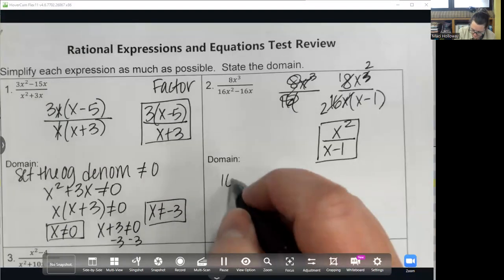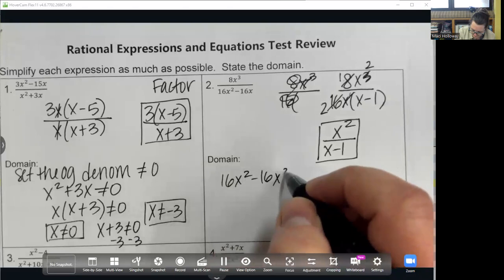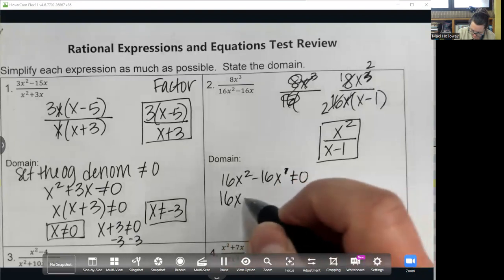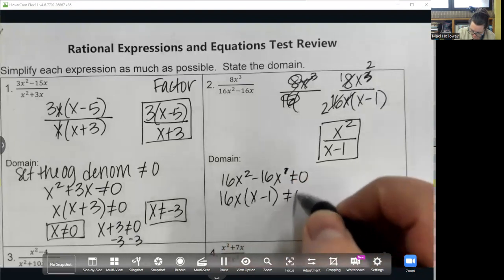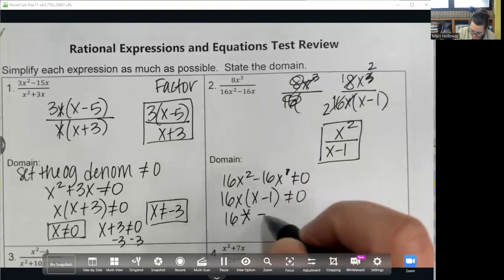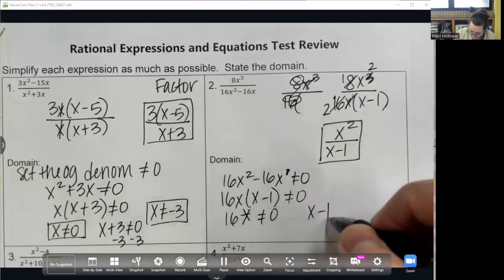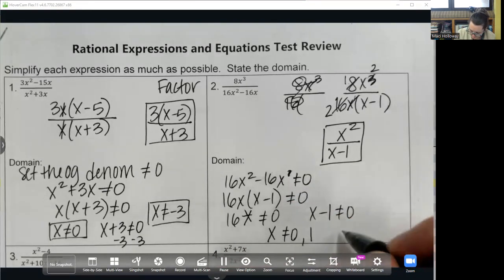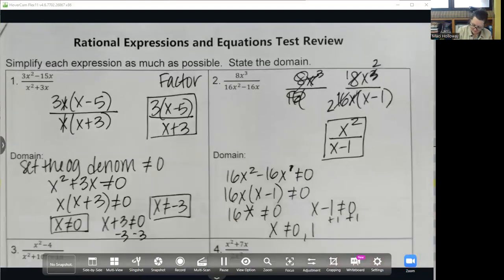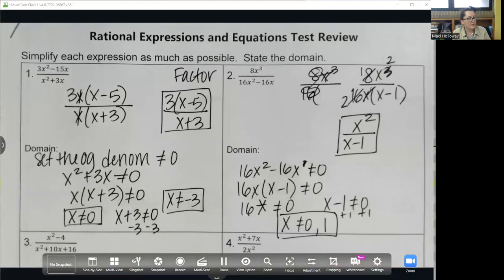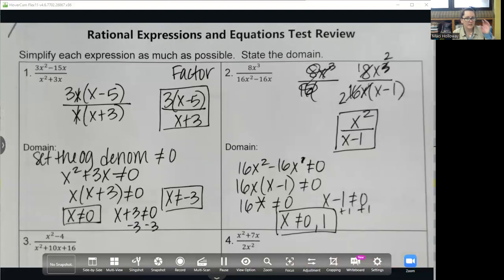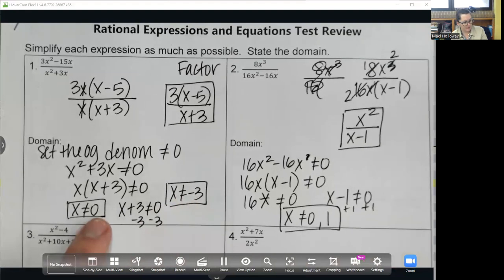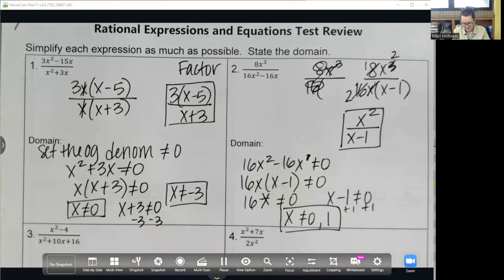All right, original denominator, set not equal, that's just a 1, not equal to 0. Factor, x minus 1, 16x does not equal 0, x minus 1 does not equal 0, x does not equal 0, and x does not equal +1 because you got to add it there. Okay, you can always look on your calculator to see if you have any holes or those undefines, because when you select -3, you would have an undefined value for y.